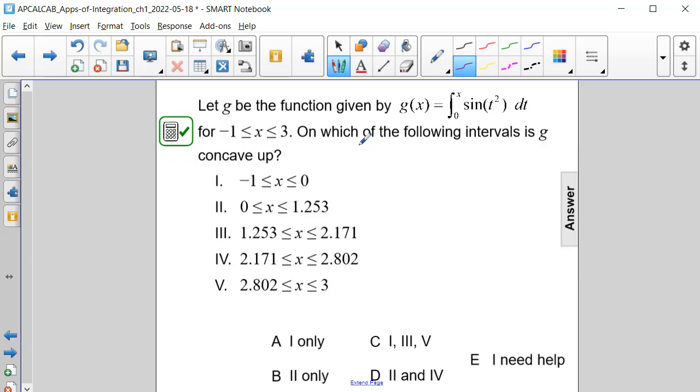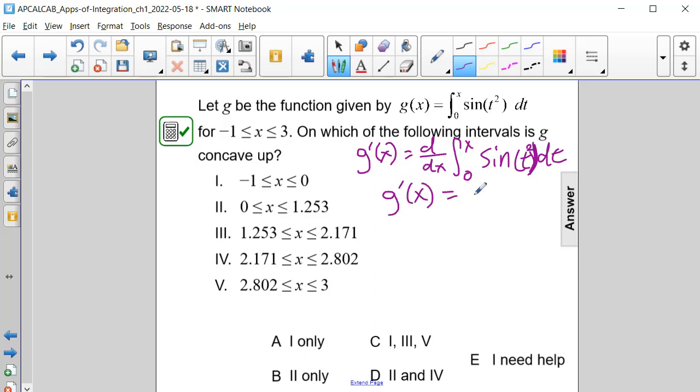Well, we know that by the fundamental theorem of calculus part 1 that g prime of x will be equal to the derivative with respect to x of the integral from 0 to x of sine of t squared dt. And that fundamental theorem of calculus part 1 explains to us that the derivative and integral signs cancel each other out, and we are therefore left with g prime of x is equal to the sine of x squared.